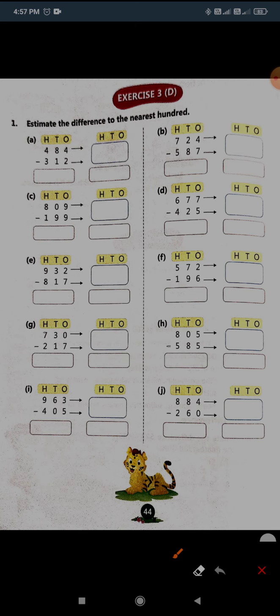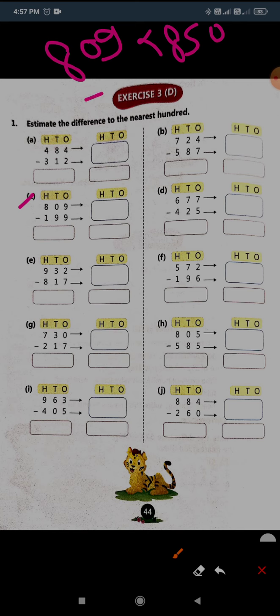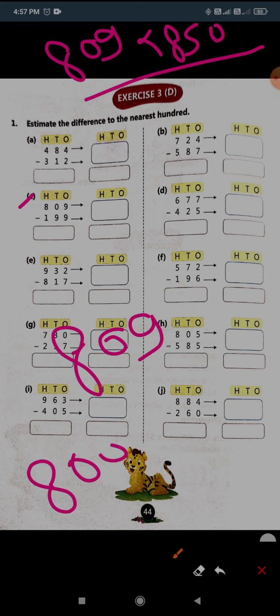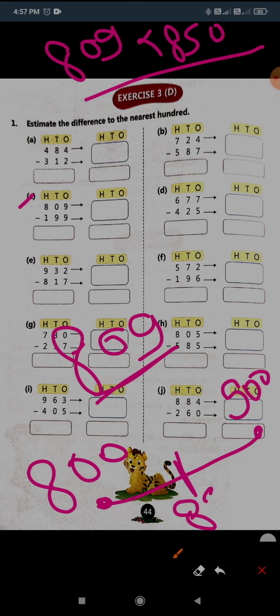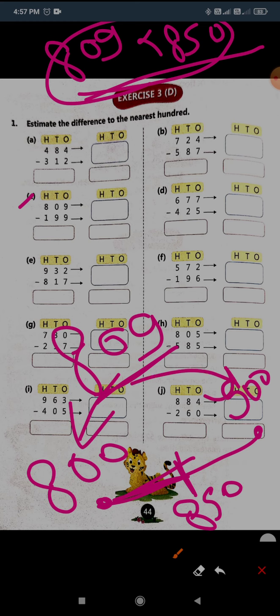Now the next question I am explaining here is question number C, where you can see 809. So 809 is less than 850. Why am I comparing this number to 850? Because 809 will be between 800 and 900, because it is greater than 800 and less than 900. So the mid number is 850. So I am comparing the given number with 850. Now 809 will belong to the first part of this number line. So this 809 will be near to 800, not to 900. So here you will write 800.